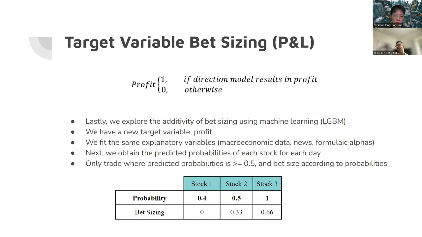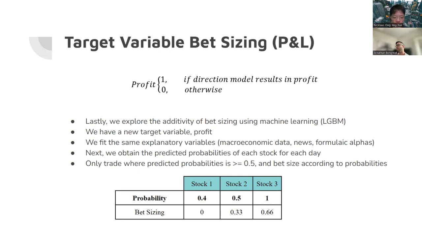So we explore using LightGBM (light gradient boosting) for bet sizing. The profit is the target variable, and we fit the same explanatory variables as the X variables. Then we obtain the predicted probabilities of each stock for each day, and we only trade when the predicted probability is more than 0.5, and we size bets according to the remaining probabilities.